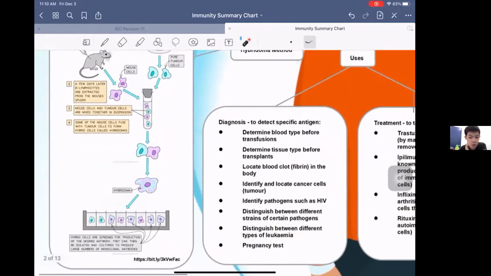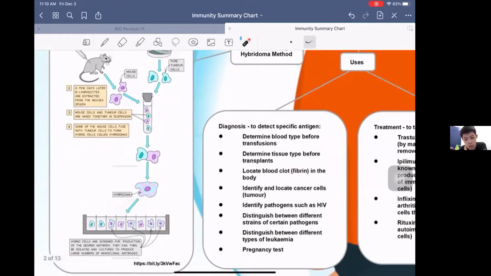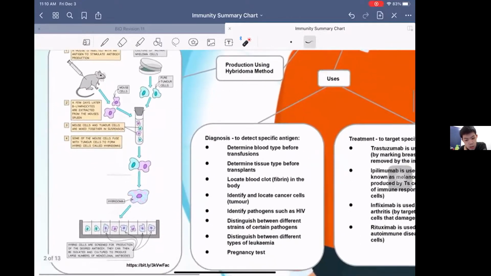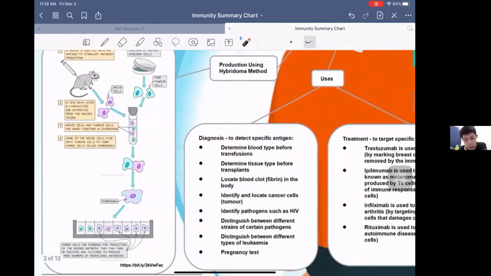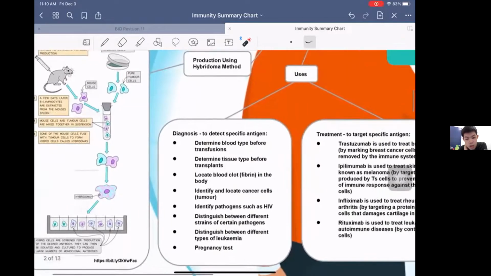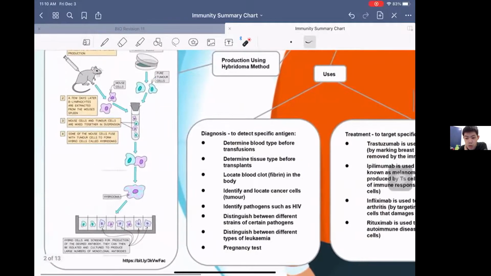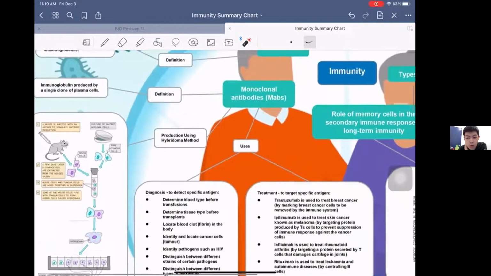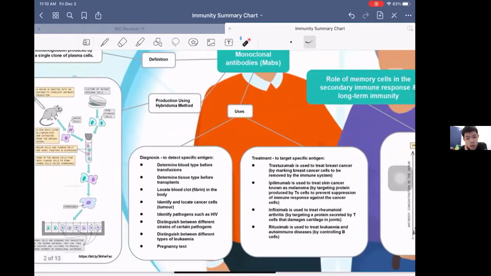The hybridoma cells will then be added into a microtiter plate. Lastly, they will be screened for production of the desired antibody. The uses for monoclonal antibodies are mainly to diagnose and treat diseases.